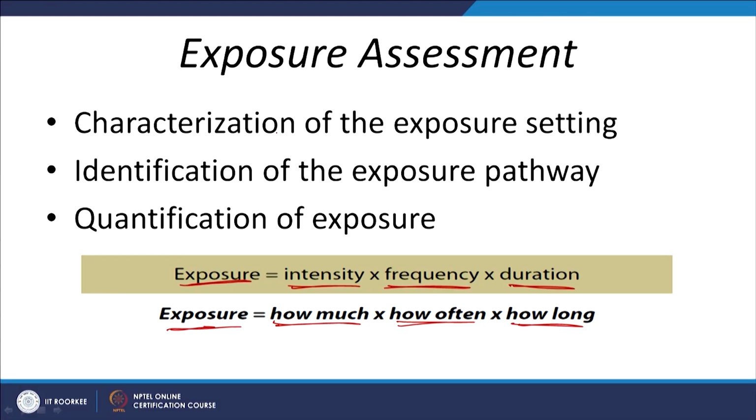Again, the uncertainties here are, obviously you are going to estimate some of these variables. You can have detailed studies, but in general you are going to have to estimate some of these variables, and that is where the uncertainty creeps into the picture, right. Again, obviously as we talked about, characterization of the exposure setting, as we just looked at one example, identification of the exposure pathways, and then quantification by this particular set of formulae.